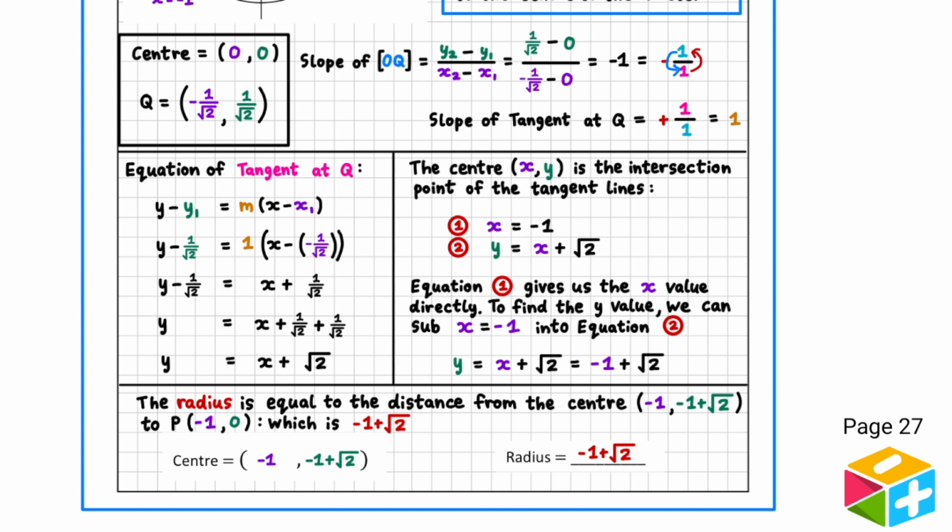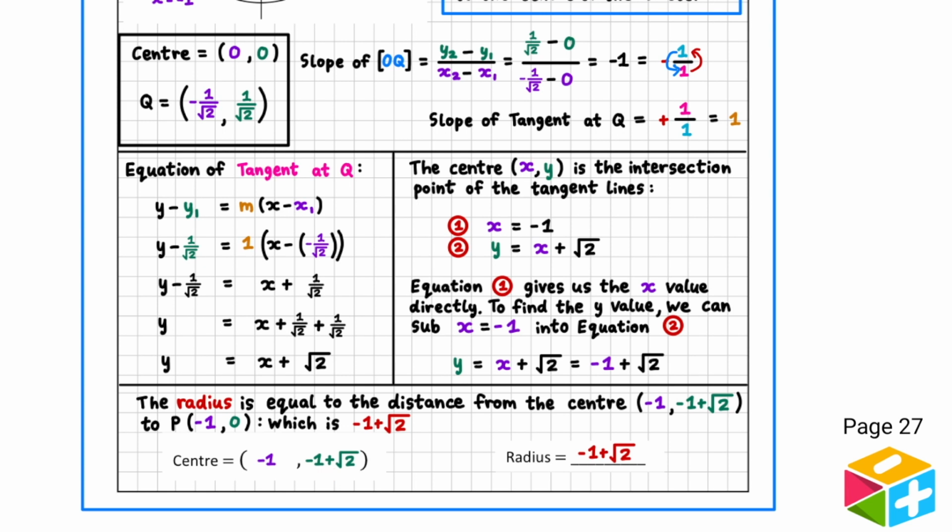That's because the first equation gives us the x value directly. It literally says that x is equal to -1. To find the y value, all we have to do is sub in x equals -1 into our second equation. When we do this, we see that y is equal to -1 plus the square root of 2. Writing our x and y value together in a pair tells us that the coordinates of the centre are -1, -1 plus root 2.